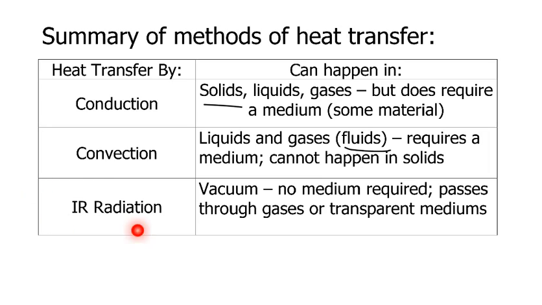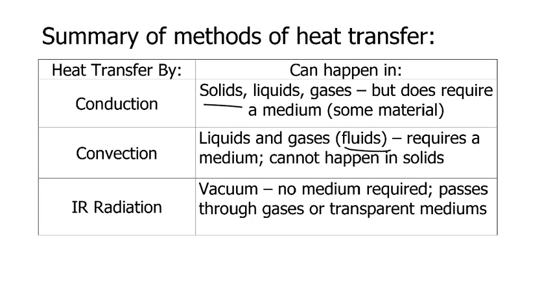Now, radiation, IR, which we were talking about in this video, it can happen in a vacuum. It does not need a medium. Interestingly enough, infrared cannot pass through solids. It can pass through gases as long as they are transparent. It can pass through liquids if they are transparent, and it could pass through solids if they are transparent. So glass, it could pass through glass. It could pass through some plastics.